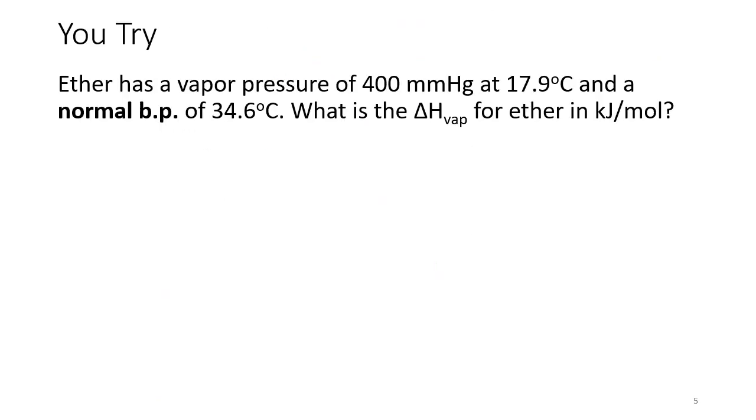Ether has a vapor pressure of 400 millimeters of mercury at 17.9 degrees Celsius and a normal boiling point of 34.6 degrees Celsius. What is the enthalpy of vaporization for ether in kilojoules per mole? So we know the vapor pressure is 400 millimeters of mercury at a given temperature, about 18 degrees Celsius. So if we call T1 17.9 degrees Celsius and convert that into units of Kelvin, that'll give us 291 Kelvin. P1 is the pressure associated with that temperature then, which is 400 millimeters of mercury.